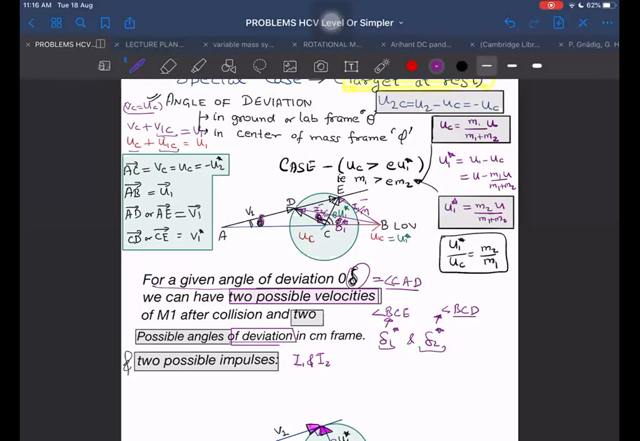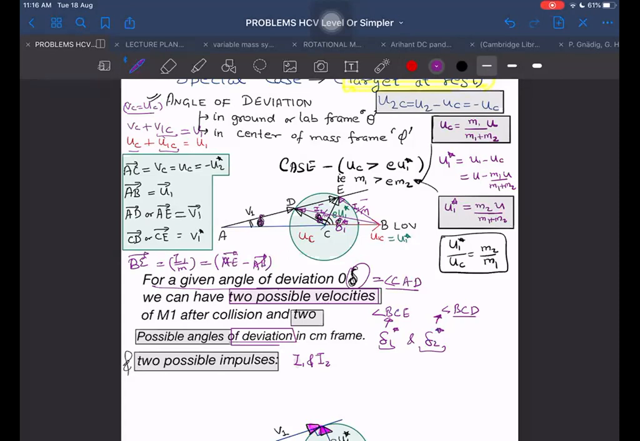What is BE representing here? The B2E vector is representing the change in velocity, I1 upon mass. It is just the change in velocity, V1 minus U1. And V1 is just the AE vector minus the AB vector. You know what AE means, what AB means, so it is just the difference of these. That is I1 upon M. Similarly, I2 upon M is the BD vector, B2D vector. That is I2 divided by M. So anyway, two possible velocities, two possible angles of deviation, two possible impulses.